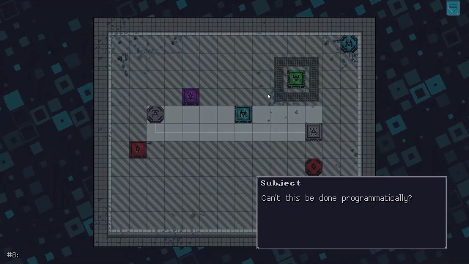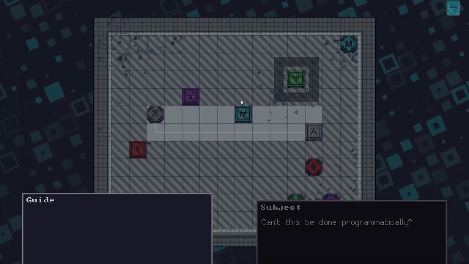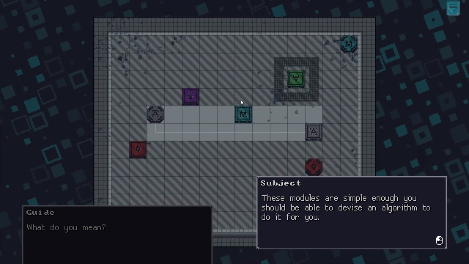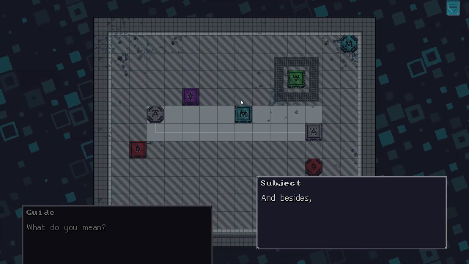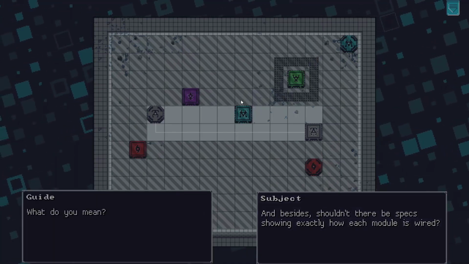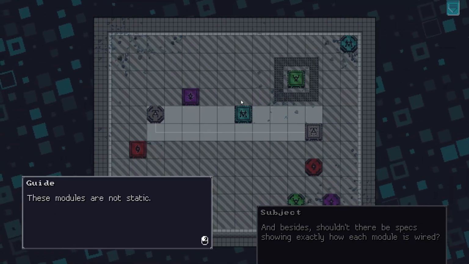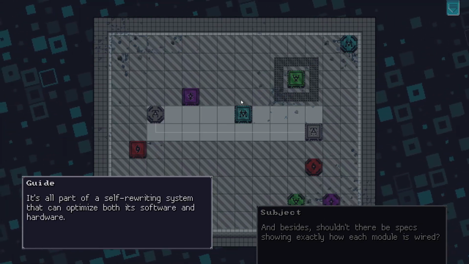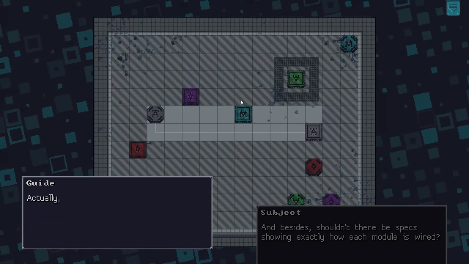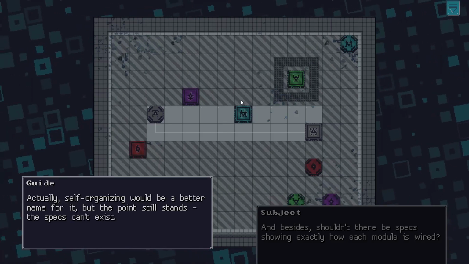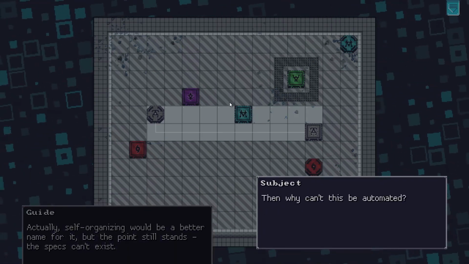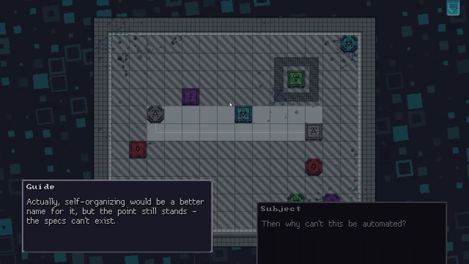Alright, good. Can't this be done programmatically? What do you mean? These modules are simple enough that you should be able to devise an algorithm to do it for you. And besides, shouldn't there be specs showing exactly how each module is wired? Not quite. These modules are not static. It's all part of a self-rewriting system that can optimize both its software and hardware. Actually, self-organizing would be a better name for it, but the point still stands. The specs can't exist. Then why can't this be automated?